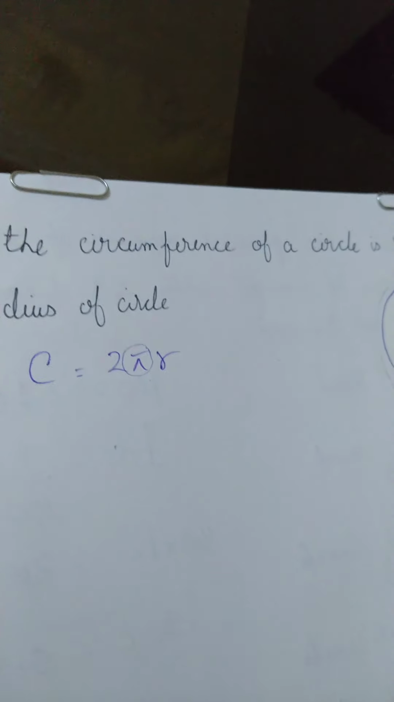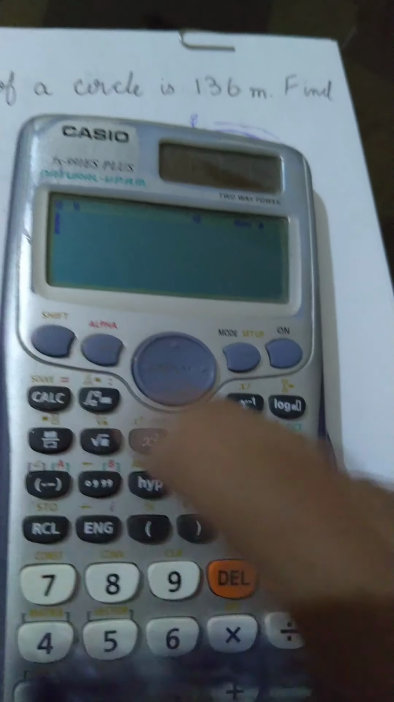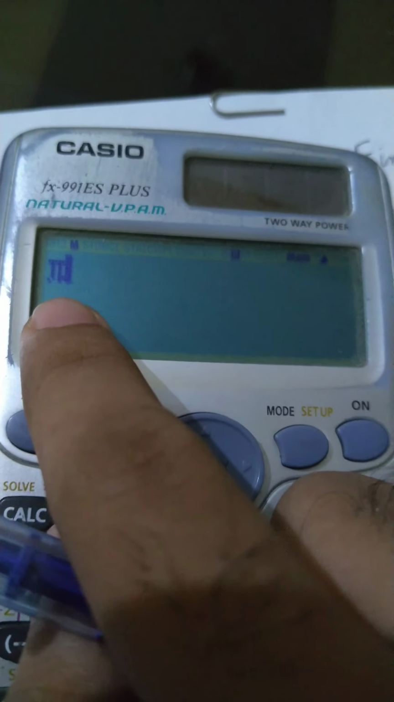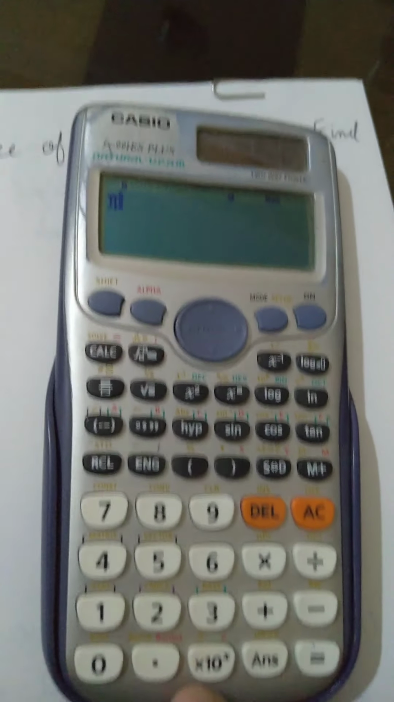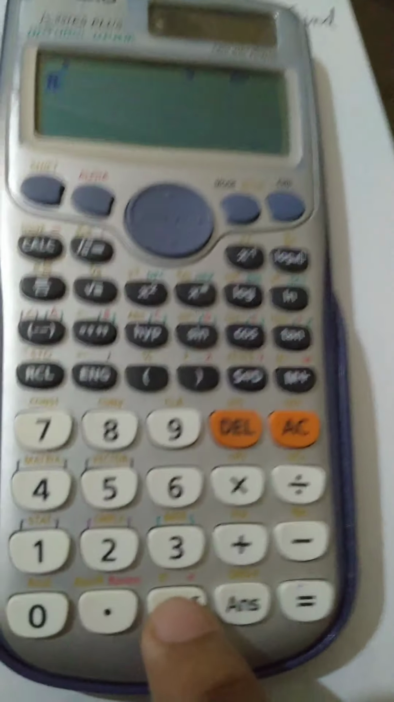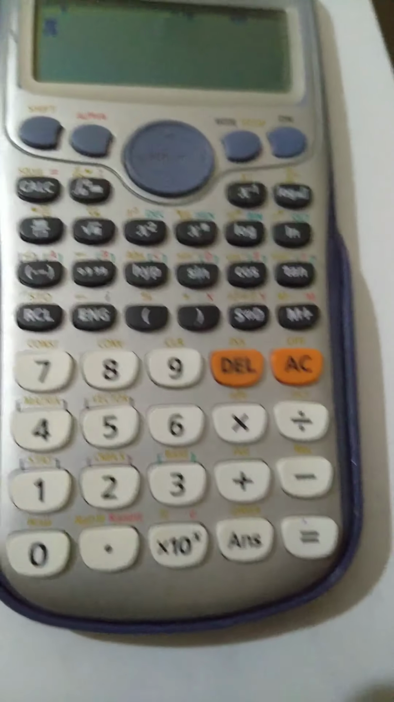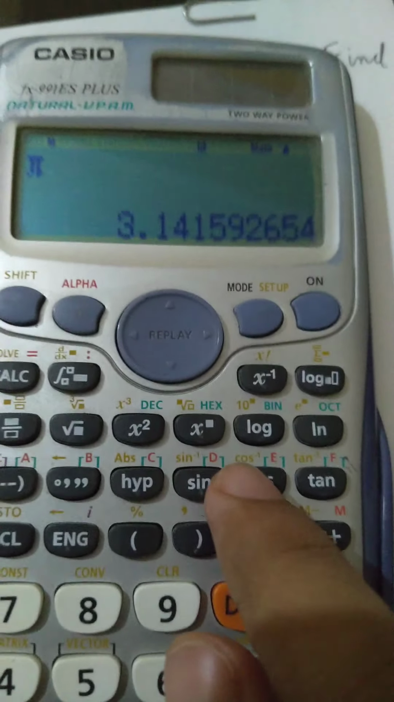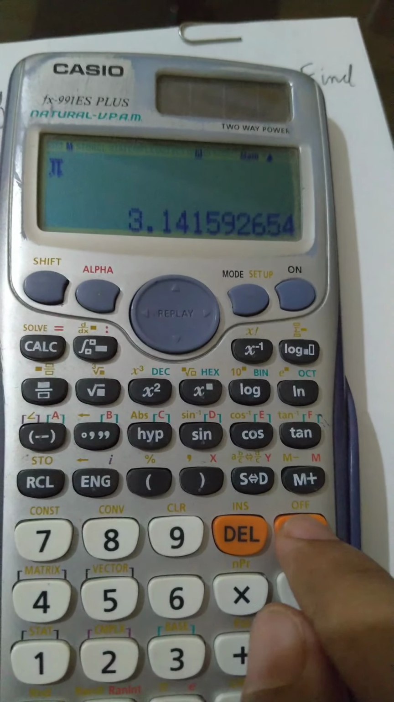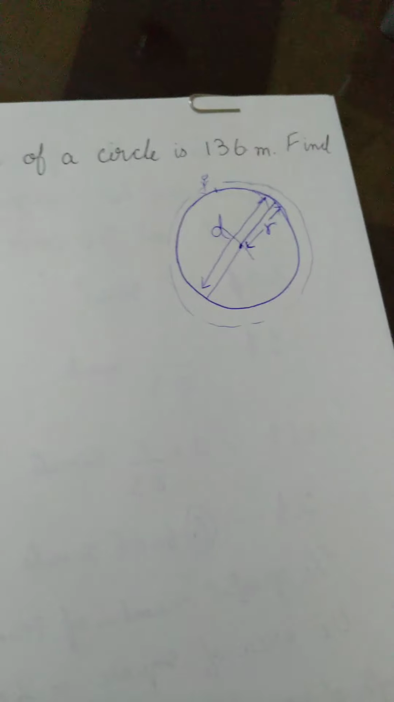3.1415, and you can find it in your scientific calculator as well. When you're solving this, you just have to press shift and the exponent key. You can see here how pi looks on your calculator. Again, shift and this exponent key, as you can see there is a pi drawn over here. This is the pi. So shift and this key will give you pi, and if you press equals, you can see 3.1415. This is the value we use when solving circular geometry.